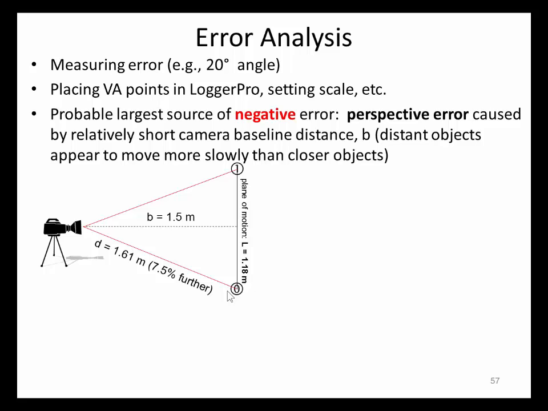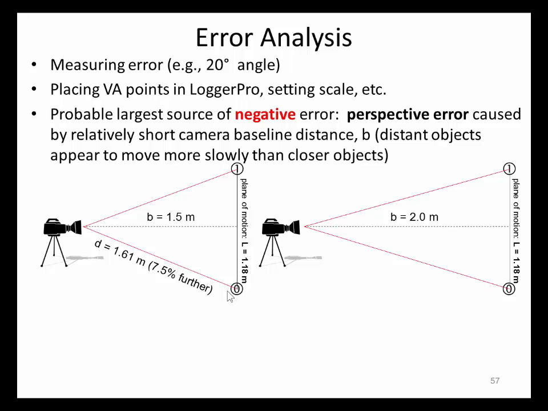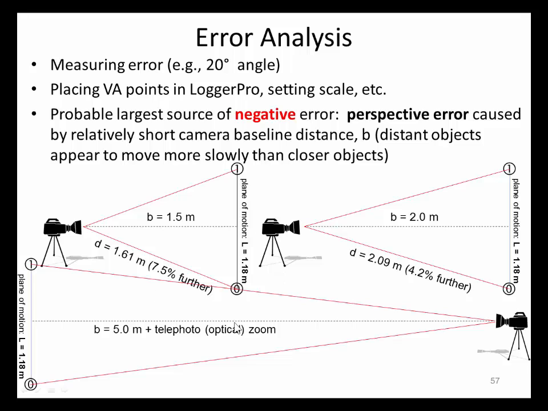Just to show you what would happen if we move back the baseline. If we move the baseline back even just a half a meter to 2 meters, you can see the apparent distance is reduced by quite a bit. And if we were even to go back further, if we had the right type of equipment, and really we'd need a telephoto or an optical zoom to do this, and our nice cameras that we have, our cell phones, don't have good zooms typically when you're doing video, or if they do allow you to do it at all.